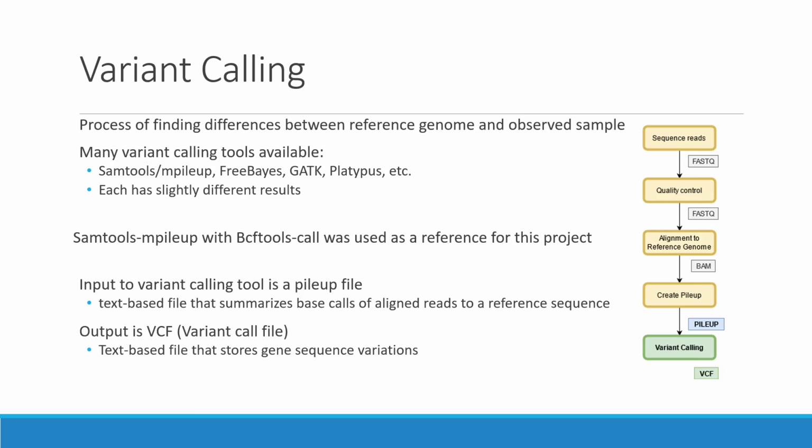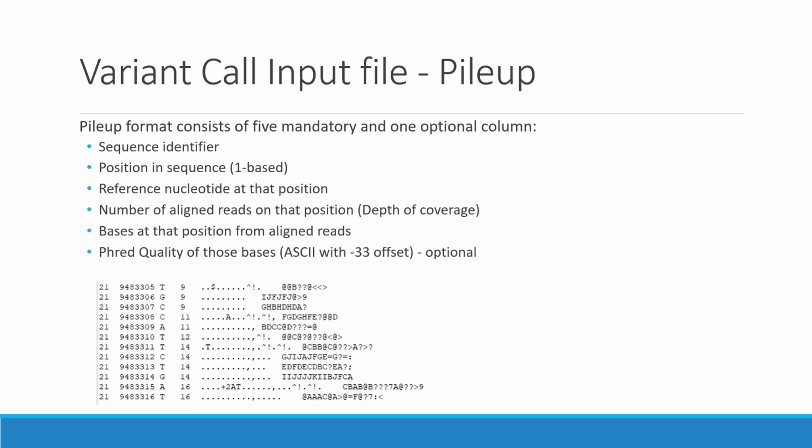Input to the implemented tool is a pileup file, and the output is a VCF file. A pileup file is a text-based file that has a format that consists of 5 mandatory and 1 optional column. Every line has a sequence identifier, position in sequence, reference nucleotide at that position, number of aligned reads, bases at that position from aligned reads, and phred quality of those bases.